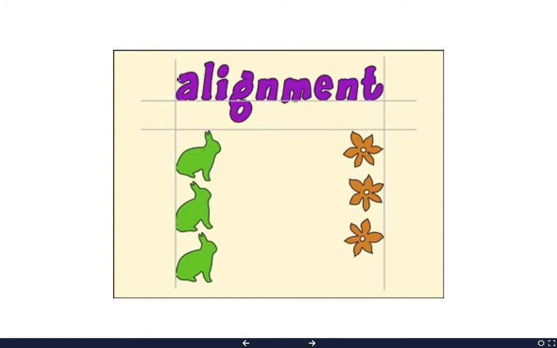Furthermore, the left side of that A aligns with the rear end of these bunnies here. Okay, so we have alignment on the left. So the vertical guideline on the left creates alignment, the vertical guideline on the right creates alignment. Furthermore, the second line here creates alignment with the top ears of the bunny, with the top of the flower. Okay, and that's parallel to what they call the baseline of the word alignment. Okay, so you were to recreate something similar to this.